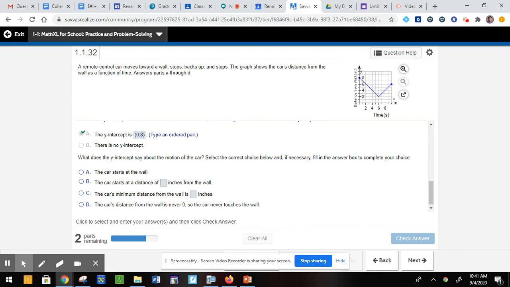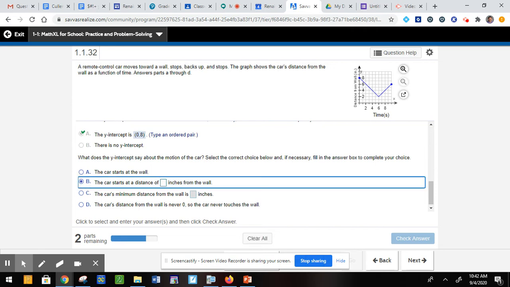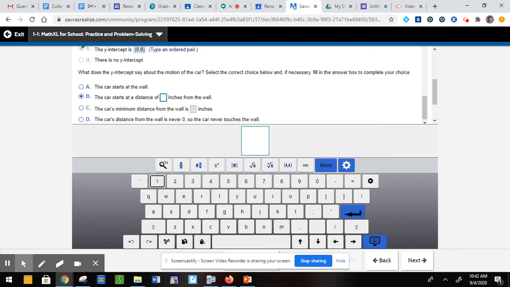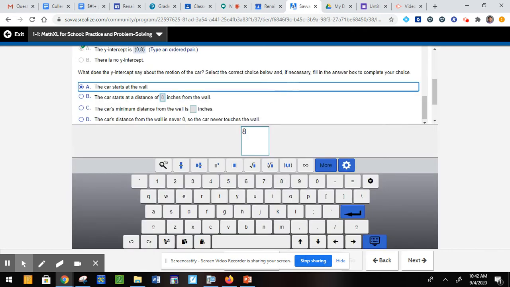What does the y-intercept say about the car? Well, that's what I was just saying. That's where it starts. And it is 8 inches from the wall when the car starts moving. So answer choice A says the car starts at the wall. That's not true. B says the car starts at a distance of 8 inches from the wall. That's what I was saying. So B is your answer there.